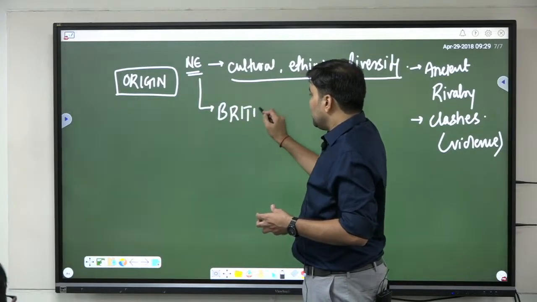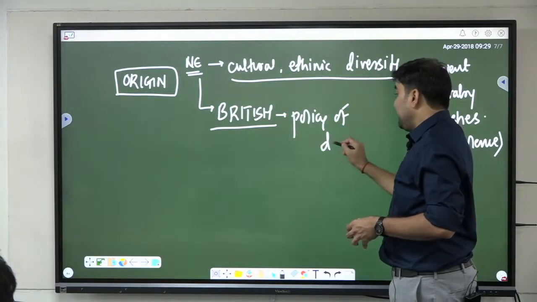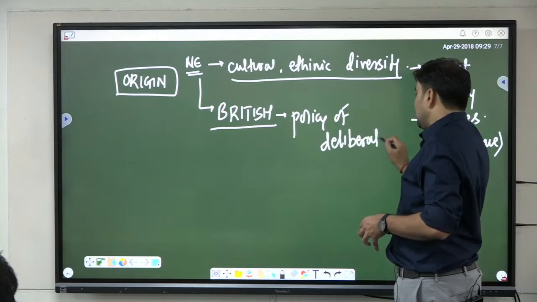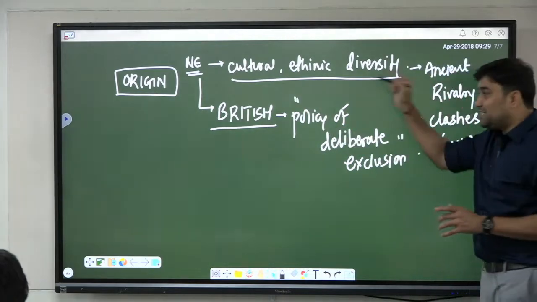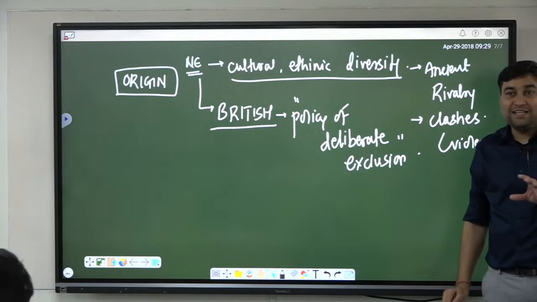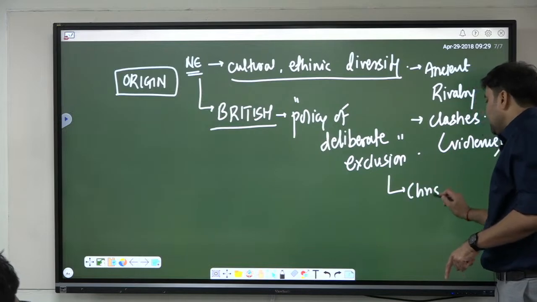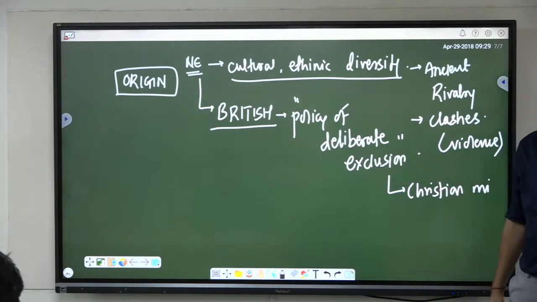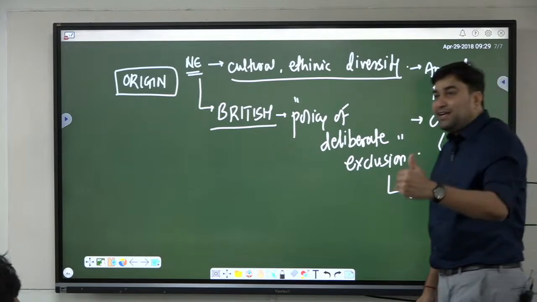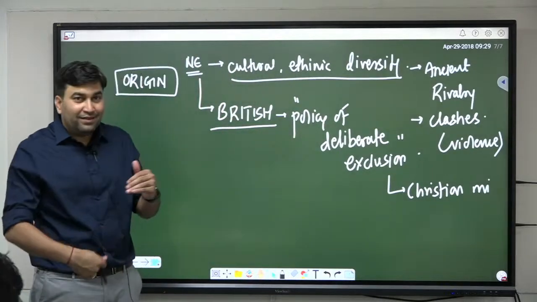Britishers followed the policy of deliberate exclusion. What does it mean? It means that because of the striking set of ethnic and cultural diversity, Britishers did not directly intrude. Rather, they made use of something called Christian missionaries to penetrate into the Northeast India. That is the backdoor entry. Getting the idea? Why? Because if they had been directly involved in Northeast India, there would have been multiple revolts. So to stop that, they did a backdoor entry.